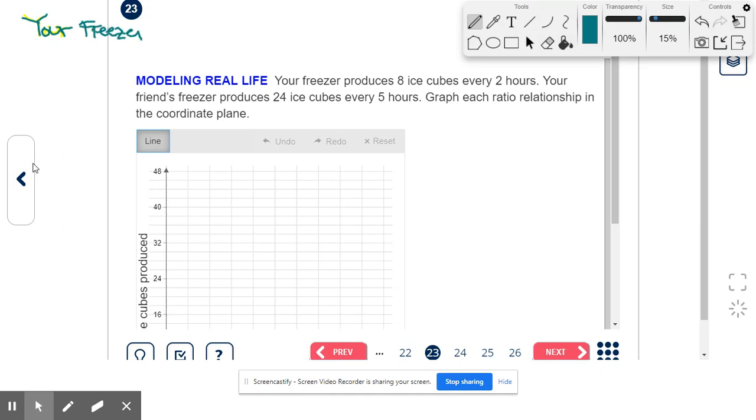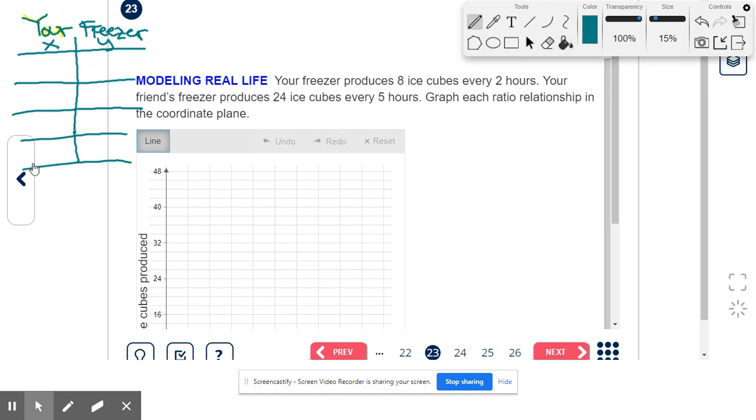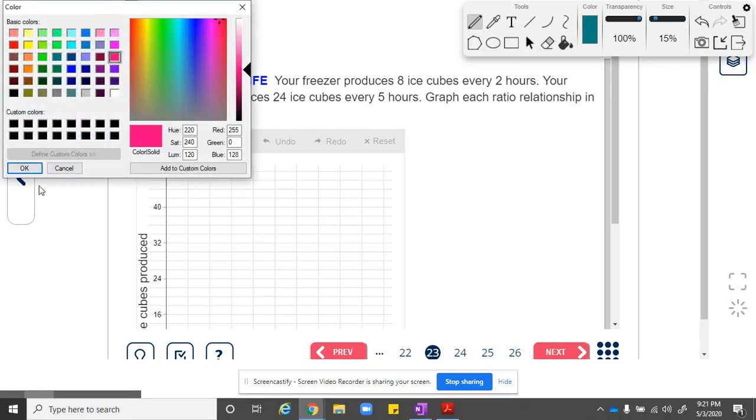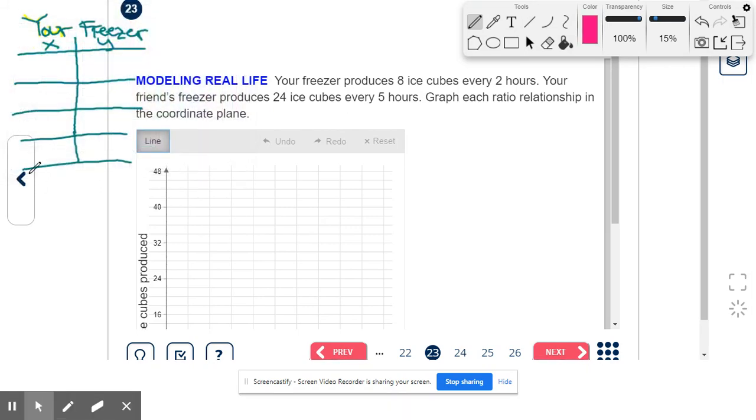Now we already know our x-axis: our x will be our hours, and our y will be our number of cubes. So this will be your x, and this will be your y. There you go. So let's try another color, and now let's try this color right here. So your x would be the hours, and your y would be the ice cubes.